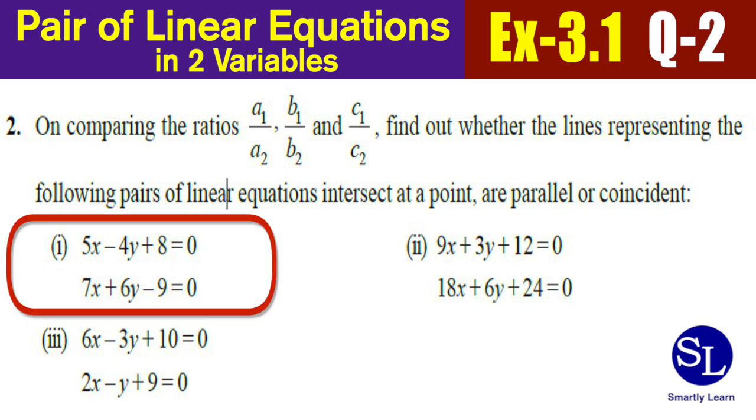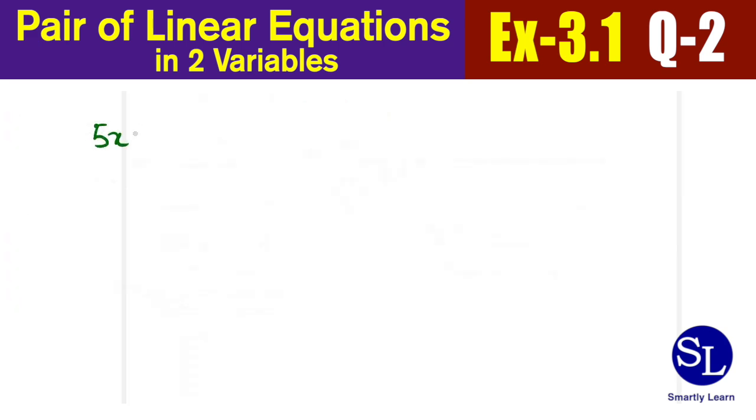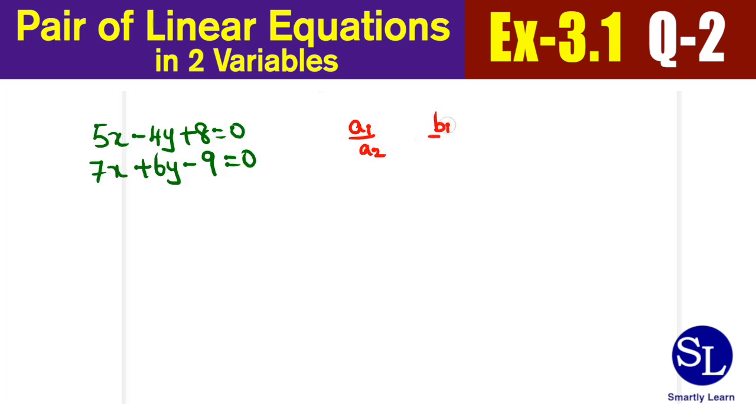So let us take the first equation. The equation is 5x minus 4y plus 8 is equal to 0. The second equation is 7x plus 6y minus 9 is equal to 0. So in order to check whether the lines are parallel or intersect or coincide, we need to calculate A1 by A2, B1 by B2 and C1 by C2.